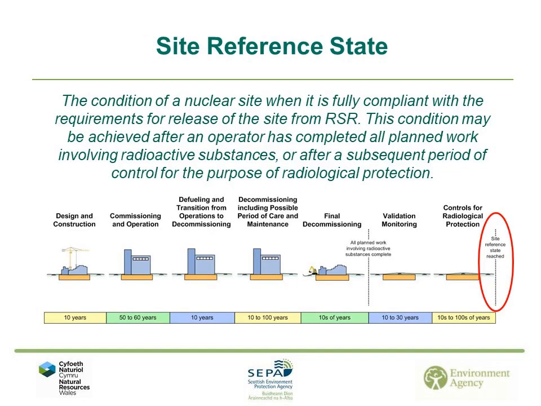Site reference state. The site reference state is an important concept in the GRR. It refers to the condition of the site when the requirements in the GRR for release from radioactive substances regulation have been met. We will only grant release of a site from radioactive substances regulation once operators have demonstrated that the site reference state has been achieved.